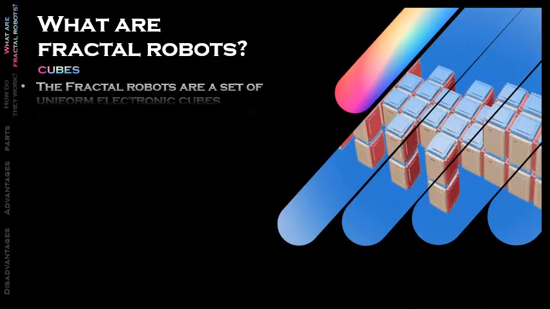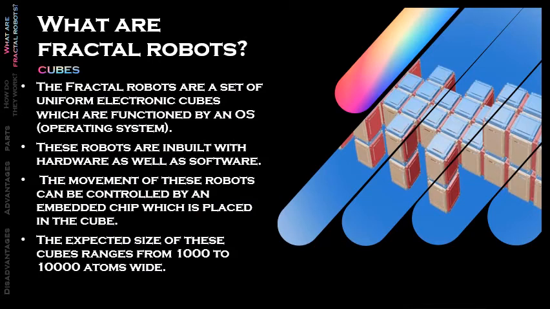What are fractal robots? Fractal robots are a set of uniform electronic cubes which are functioned by an operating system. These robots are inbuilt with hardware as well as software. The expected size of these cubes ranges from 1000 to 10,000 atoms wide.